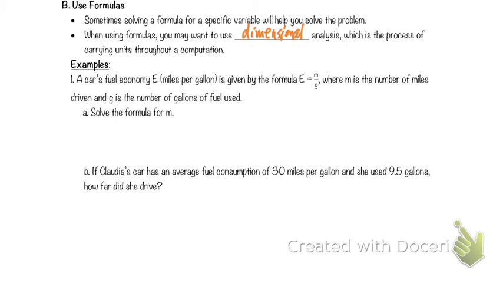Okay. Number 1: a car's fuel economy, capital E, in miles per gallon, is given by the formula capital E equals M over G, where M is the number of miles driven and G is the number of gallons of fuel used. This is an actual formula.